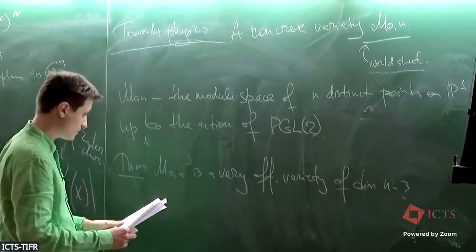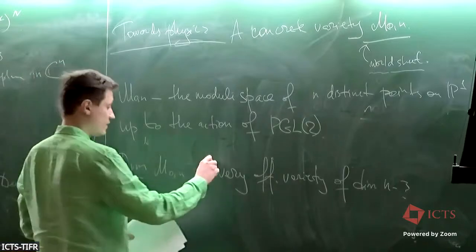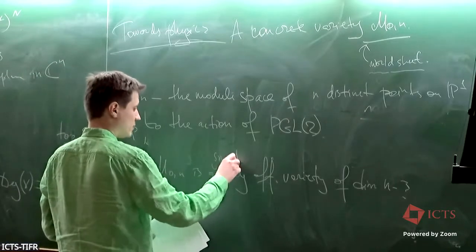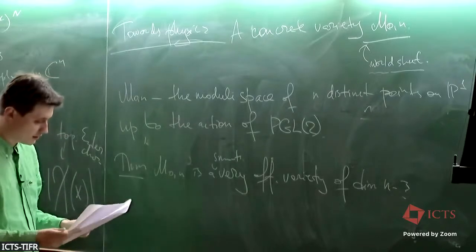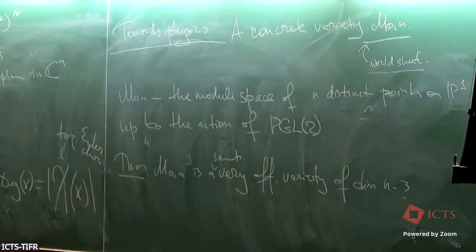Okay, so M0n is a nice variety. It's a very affine variety. It's a smooth very affine variety of dimension n-3, and let's quickly try to see this. Let's quickly try to, first of all, understand what are the concrete representatives of points in M0n and why this is a very affine variety.